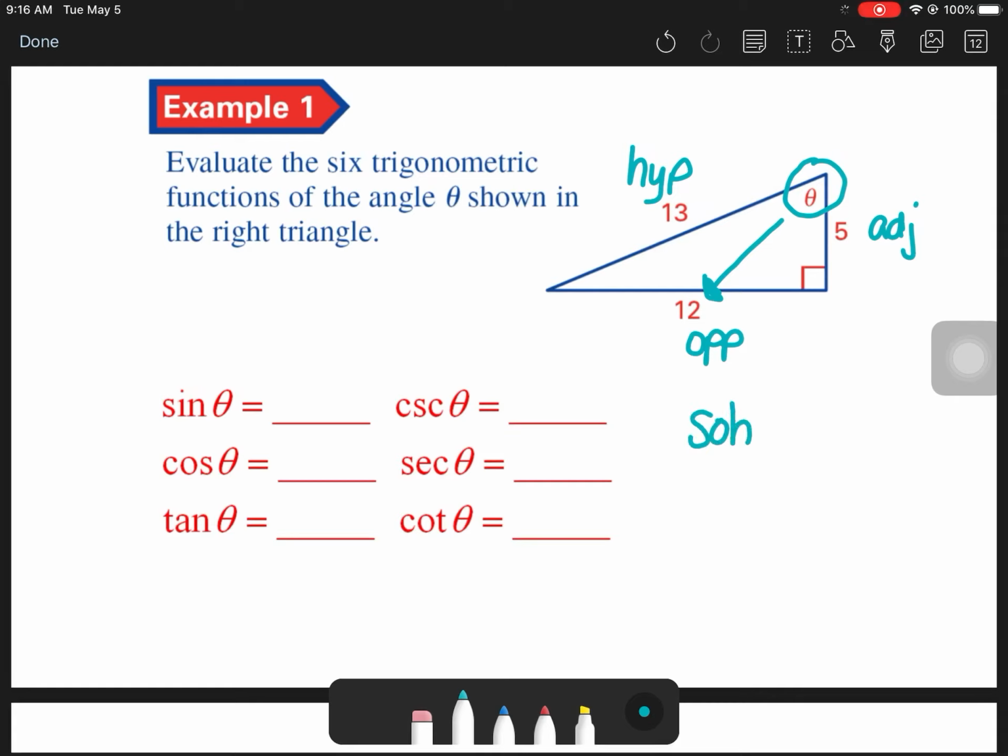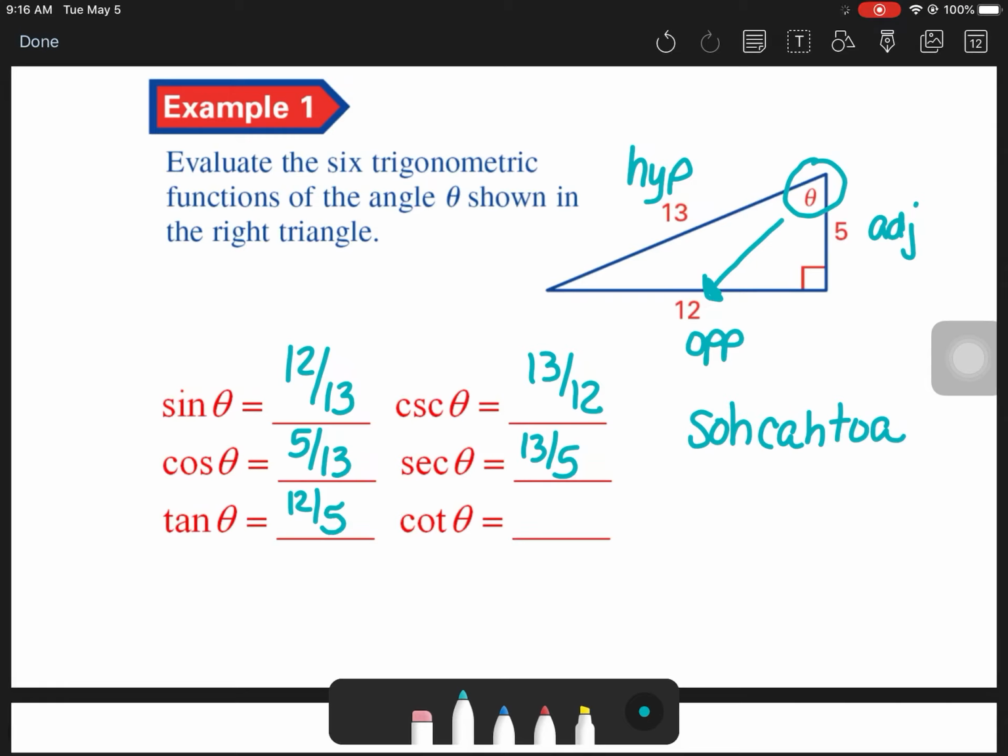Let's write our SOHCAHTOA in. Okay. So sine is opposite over hypotenuse. And cosecant is simply the reciprocal. Cosine, adjacent over hypotenuse. Secant is the reciprocal. Tangent is opposite over adjacent. Cotangent is the reciprocal.